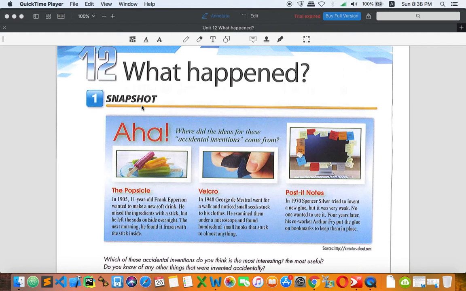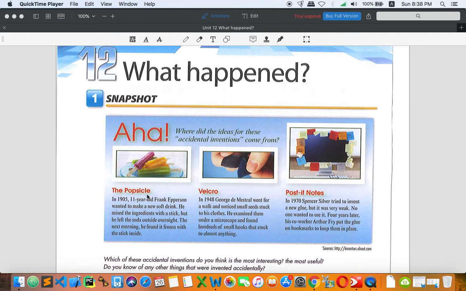Okay, so let's get started with these three objects. Let's take a look at the first question it asks: where did the ideas for these accidental inventions come from? So we try to find out exactly why these inventions happened. Let's begin with the first one, popsicle.